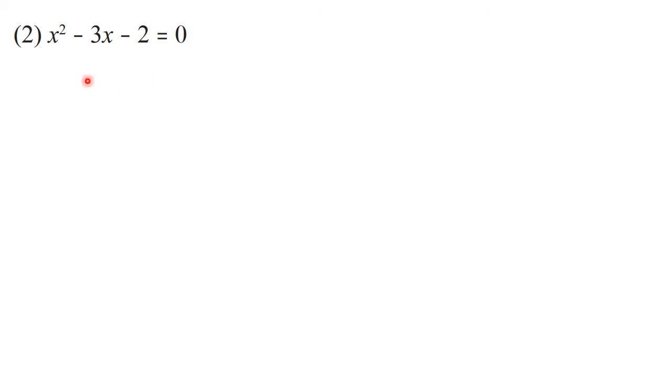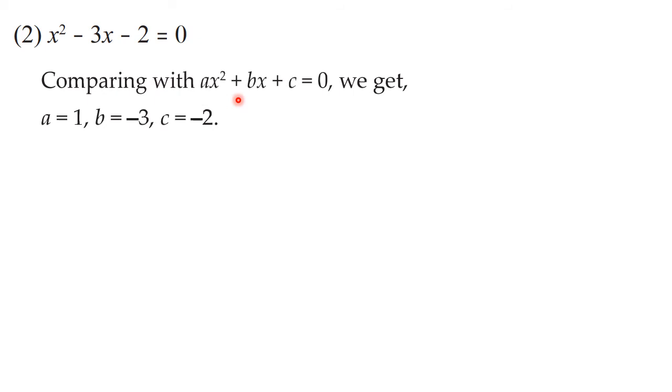Question number 2. x square minus 3x minus 2 is equal to 0. Okay, so observe the equation. The equation is in standard form. So the first two steps are done. Now the third step is to write down that, comparing the given equation with the standard form, that is ax square plus bx plus c is equal to 0, we get a is equal to 1, b is equal to minus 3. Whenever a minus sign is there, don't forget to write it down. And c is equal to minus 2. Okay. So that is done.